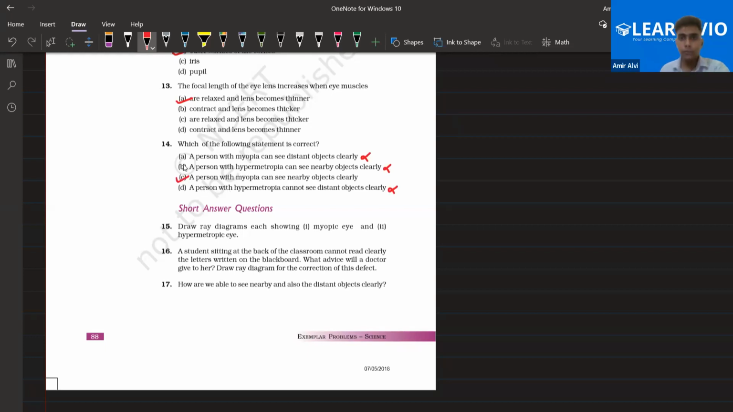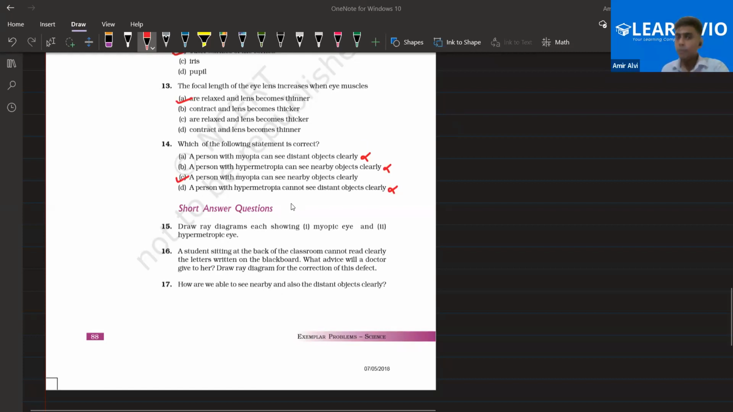Okay, let me check who gave the answer. Mariam gave the option C. Sorry, Zainab gave the option C. Abdul gave the option A. Aisha gave D. Junaid said C, Mariam said C. So those who said C were right.